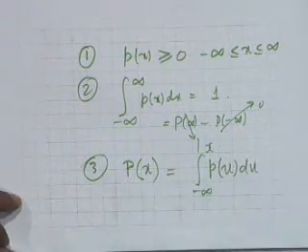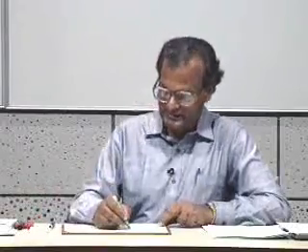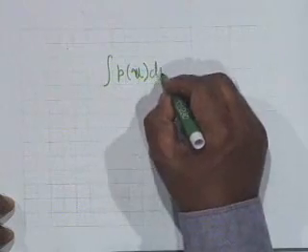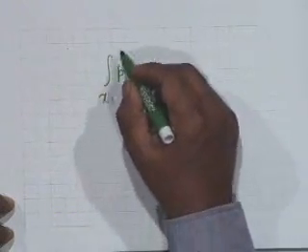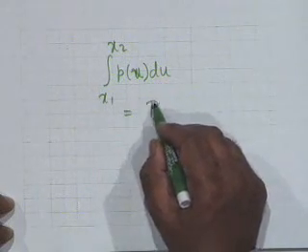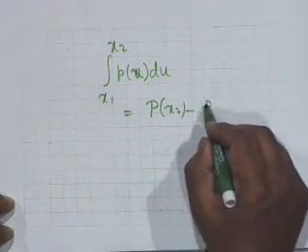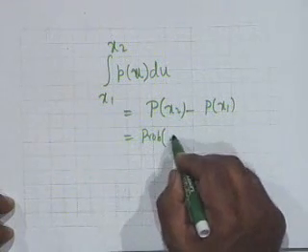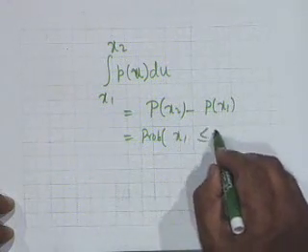That is correct. Alright. And if I integrate small p of u du from x1 to x2, what does this indicate? P of x2 minus P of x1. That is correct. Obviously it is P of x2 minus P of x1, but this is the probability that the random variable lies between x1 and x2.